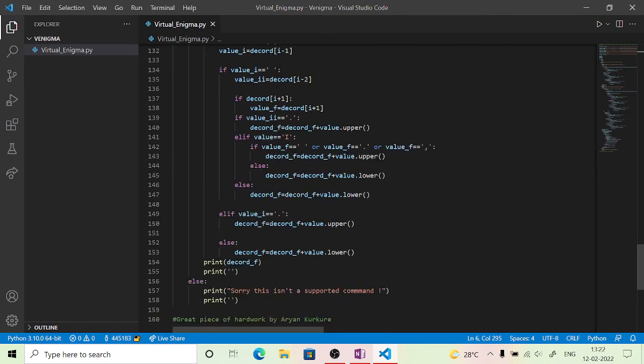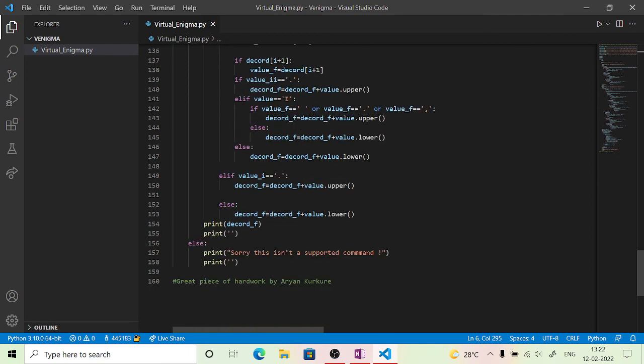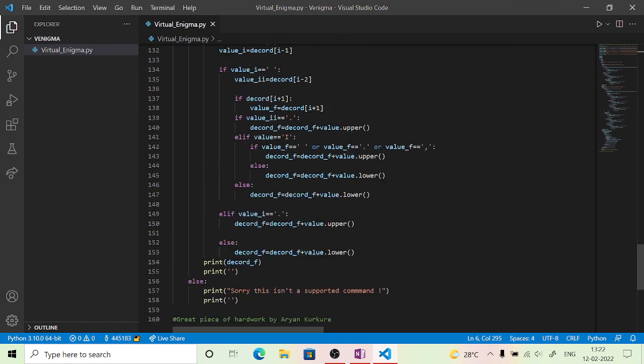And this is some part of logic which I have applied using my own brain, because I don't take brains on loans. And after changing it, like upper, lower, this is just basic English, that which letter should be converted to lower case or upper case. And then finally we print the decrypted word as decrypted underscore F, which means the decrypted final one.